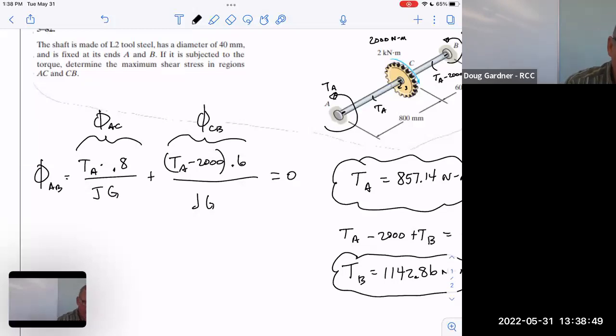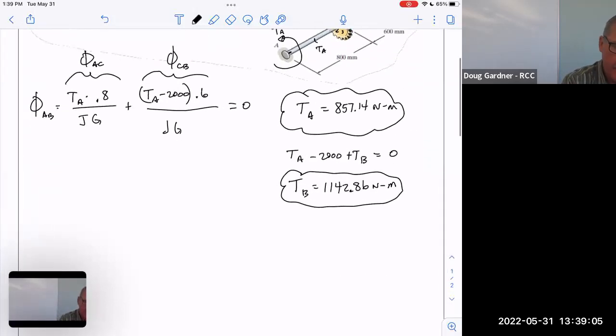Let's see. So what did they ask? Determine the maximum shear stress in regions AC and CB. So this time they just said, tell me both of them. They didn't say what the maximum was. They just said, tell me both of them. Oh, okay. So now that I know they're 857 and 1142, that's easy.